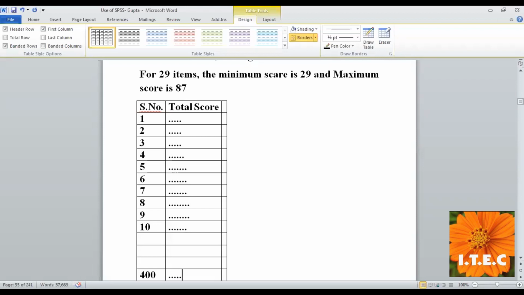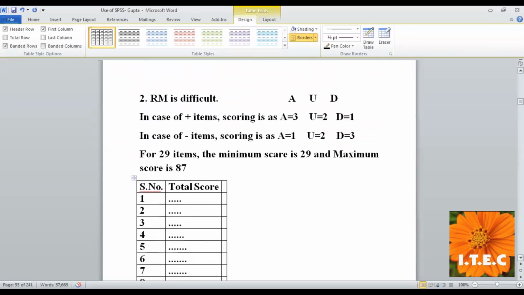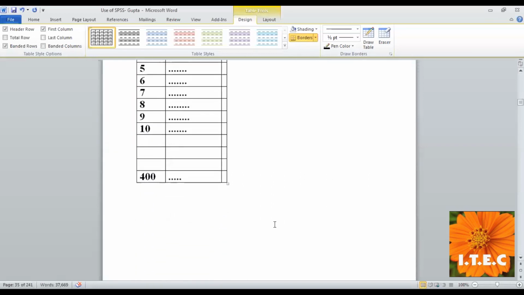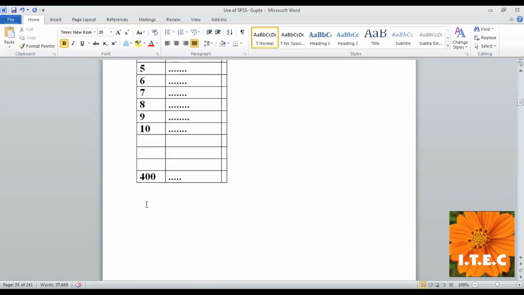Now, on the basis of the total score, you have to divide the group into 2 parts. So what you do is, from the 400, you have to divide into 2 parts. Part 1 is the top 27%, and another will be the bottom 27%.